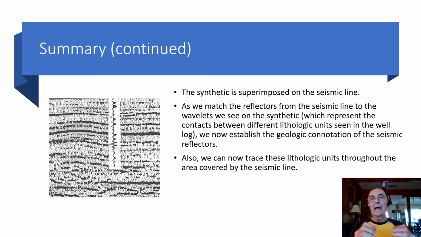Once we have superimposed the synthetic on the seismic line, we can match the reflectors from the seismic line to the wavelets that we see on the synthetic itself. Now remember, these wavelets represent the contacts between different lithologic units. So we can now establish the geologic connotation of the seismic reflectors. Also, we can now trace these lithologic units throughout the area covered by the seismic line.